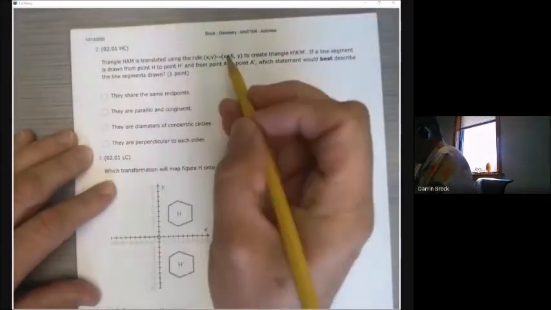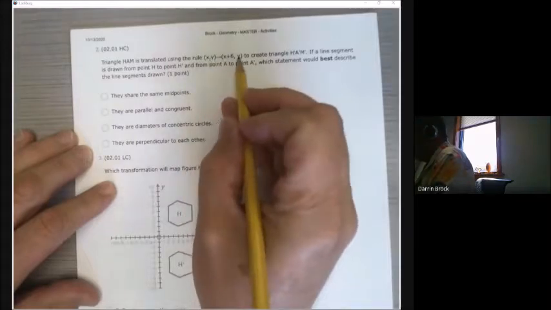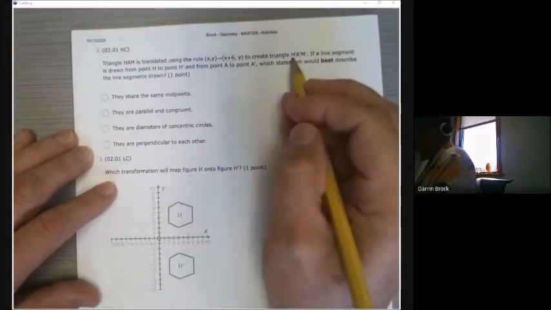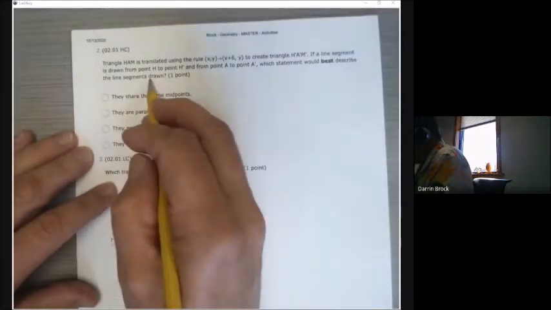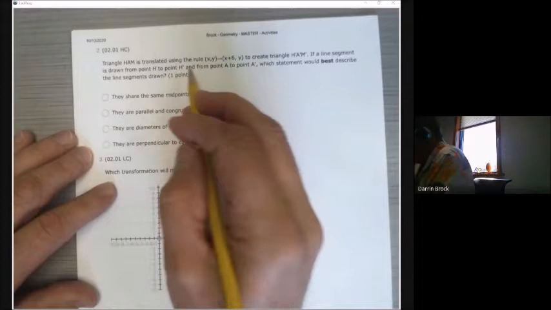All right, problem 2. Triangle HAM is translated using this rule, X, Y equals X plus 6, Y, to create triangle HAM prime. If a line segment is drawn from point H to point H prime and from point A to A prime, which statement would best describe the line segment?